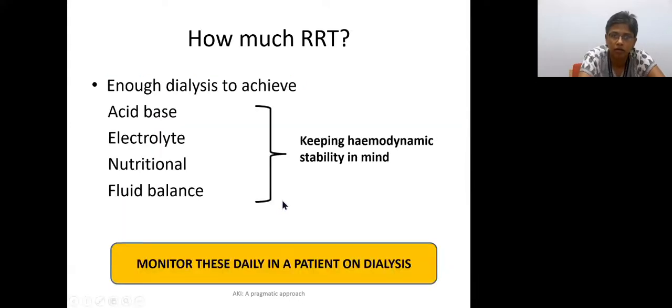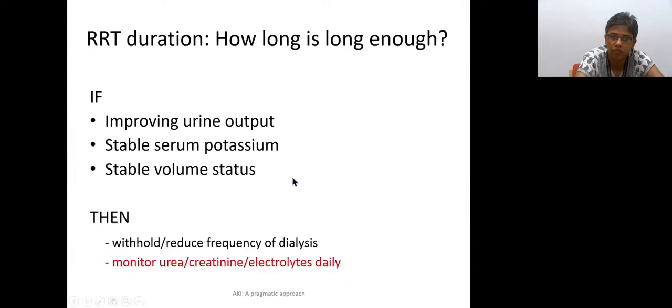All right. How much renal replacement is required? Again, like I said, you want to just give enough dialysis to achieve balance for acid base, electrolytes, nutrition, and fluid balance, but ensure that the patient is not hemodynamically unstable. Now, if during dialysis the blood pressure drops, you would have caused another injury to the kidney, and often you may find that recovery is delayed in these patients who have hypotension during dialysis. All right. If the patient's output is improving, their potassium is stable, volume status is stable, you can withhold dialysis, then start monitoring, and then decide whether further dialysis is required or not, depending on their progression after that.